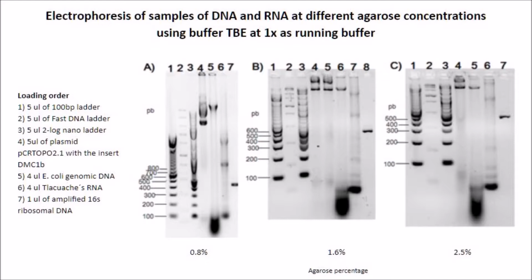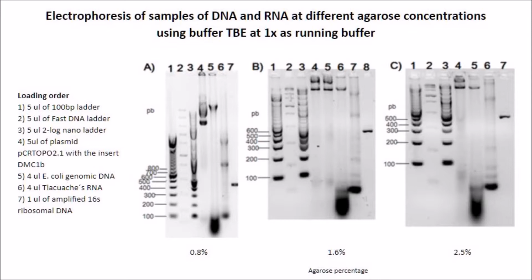In gels B and C, the bigger fragments are concentrated in the upper part of the gel, and the smaller fragments, just like in gel A, have low visibility. In the DNA ladders in samples 1 and 3, the smaller fragments are distinguishable. The fragments bigger than 500 base pairs, since they are close together in size, do not separate properly. This is observed in the 3 gels.